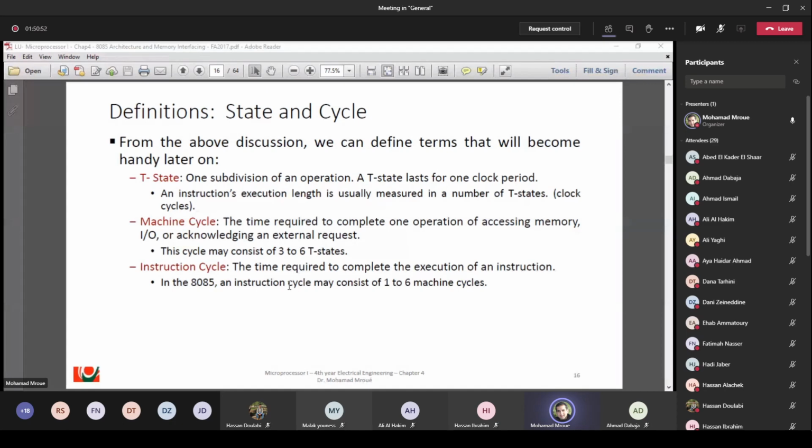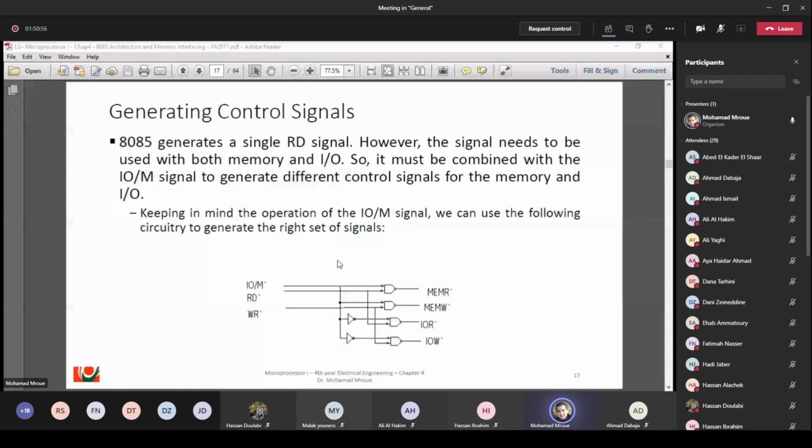Now, the 8085 generates a single RD signal. However, the signal needs to be used with both memory and input-output. So it must be combined with the input-output signal to generate different control signals for the memory and input-output. Keeping in mind the operation of the IOM signal, we can use the following circuitry to generate the right set of signals.